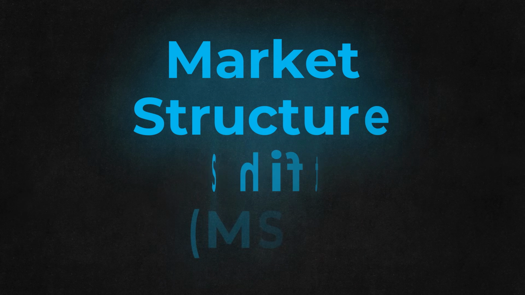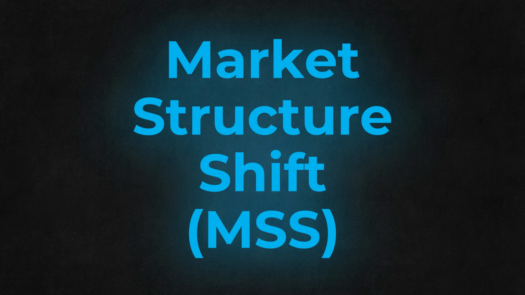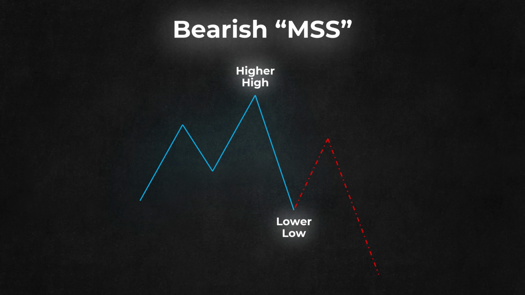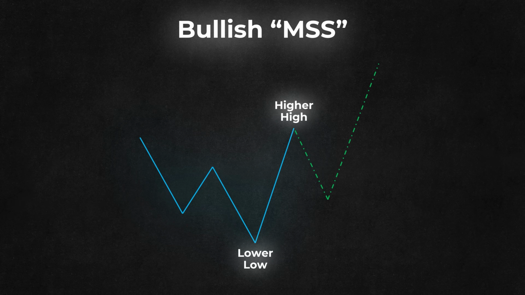Let's move on to what ICT traders call a market structure shift. The market structure shift is very simple to observe. A bearish market structure shift happens when the market produces a higher high and then a lower low. The idea is that when price breaks a previous low like that, it will retrace back to give a short trade opportunity. A bullish market structure shift happens when the market produces a lower low and then a higher high. The idea is that when price breaks a previous high like that, it will retrace back to give a long trade opportunity.